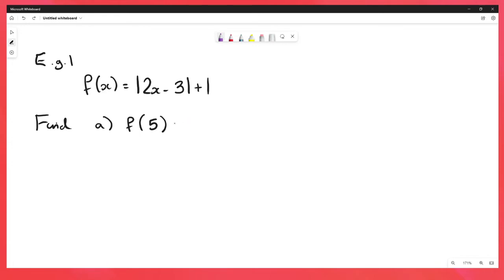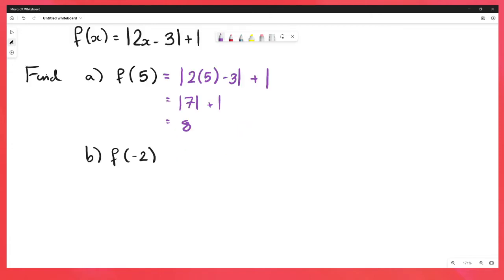So how does this work? Well, what we're going to do is we're going to put 5 into the function, then add 1 to it. 2 times 5 is 10, minus 3 is 7. Get the modulus of 7 plus 1. Modulus of 7 is 7. This is 8. So a nice simple one. We didn't have to think too much, or we didn't have to worry about dealing with the modulus really. This next example, however, we do need to be careful. Pause the video and have a go at this yourself, and then we'll go through it.